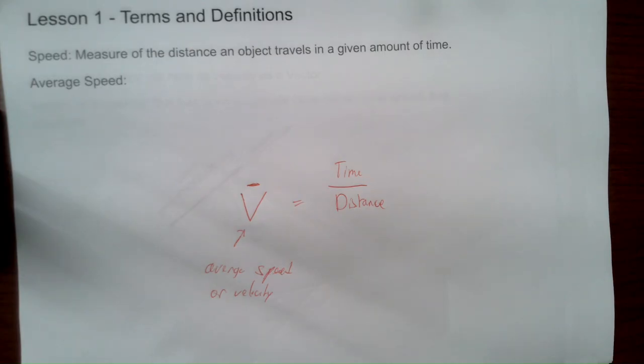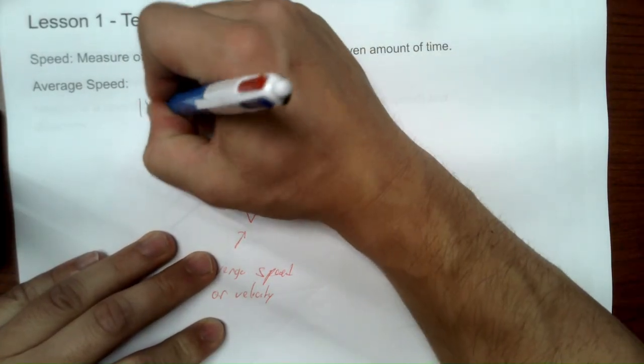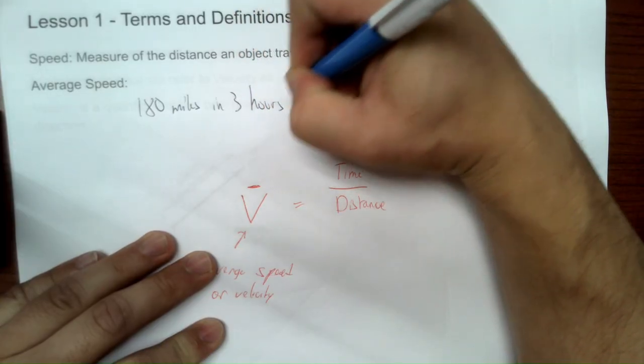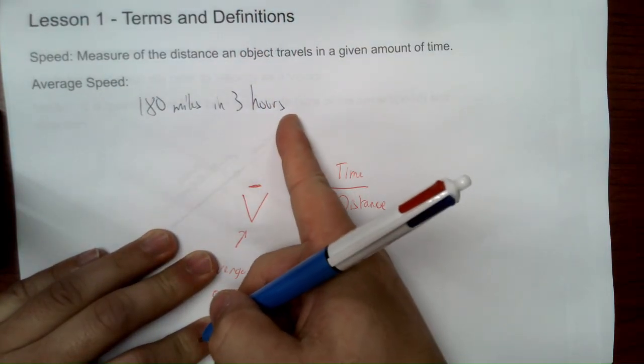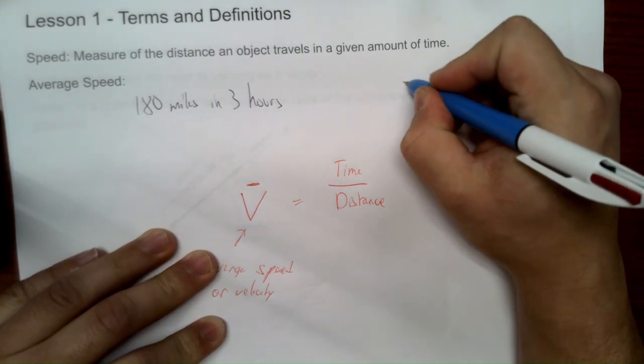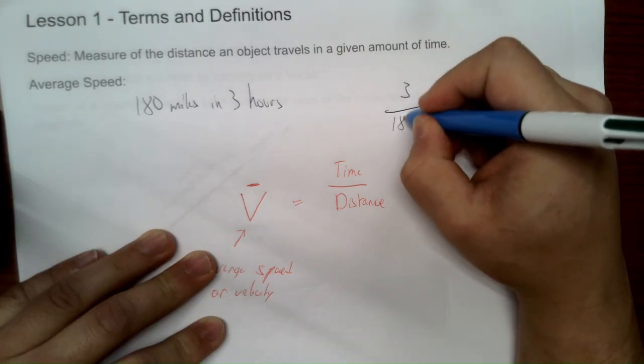Let's do a quick problem together. Let's say I drive 180 miles in 3 hours. We need to find the average speed. Let's plug it into our equation. Our time is 3 hours. Our speed, our distance is 180.